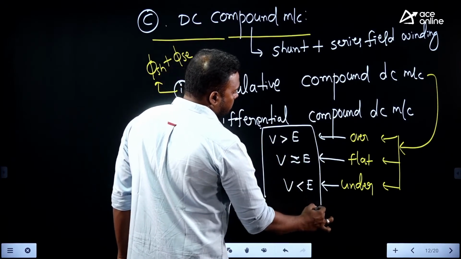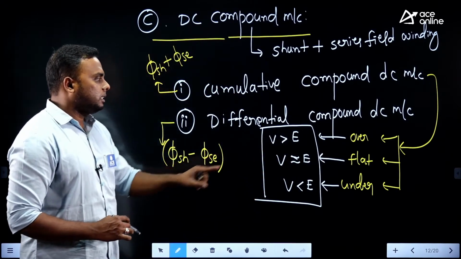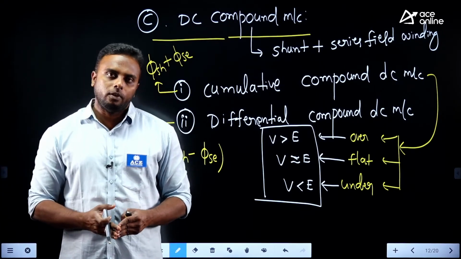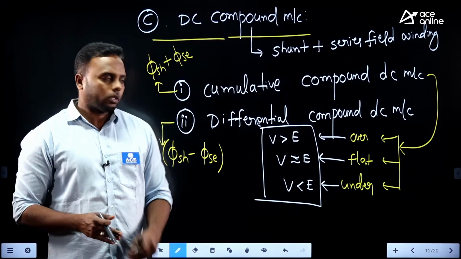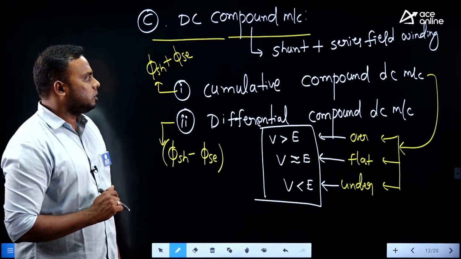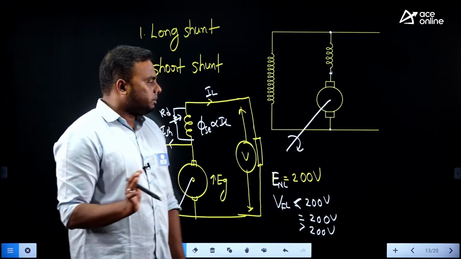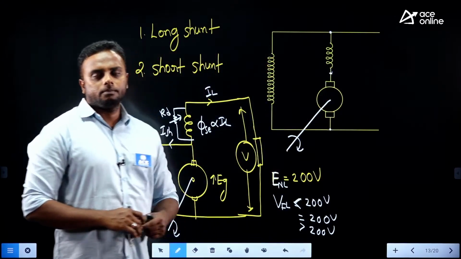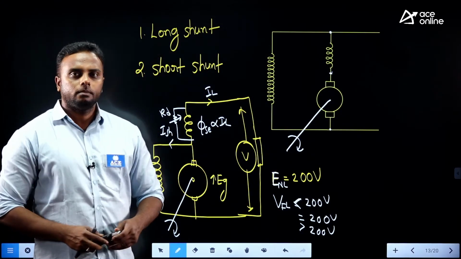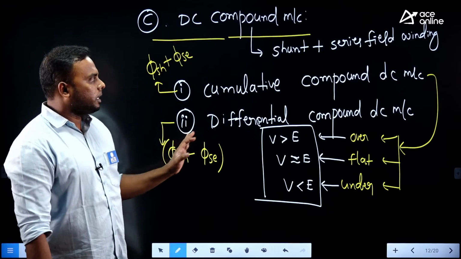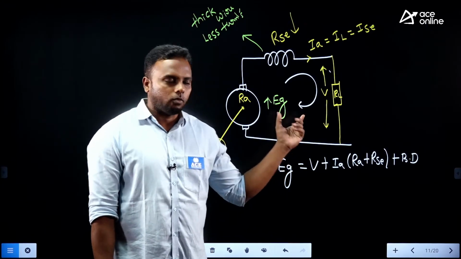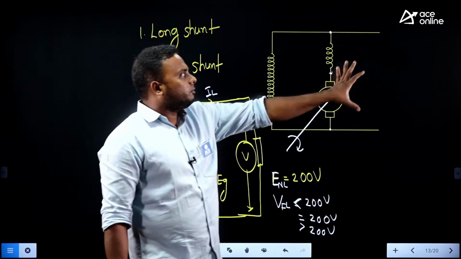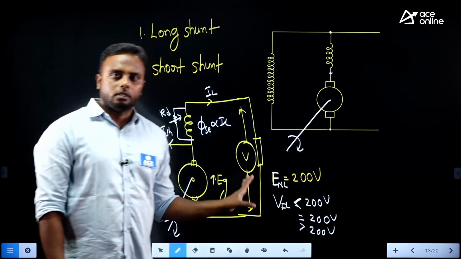So remember this. Based on these conditions we can say whether it is over compound, flat compound, or under compound. So these are the three types in cumulative. And you have to write these KVL equations for long shunt and short shunt. Same as previous, you apply KVL like we wrote for shunt and series. In the same way you write KVL for long shunt and also short shunt.